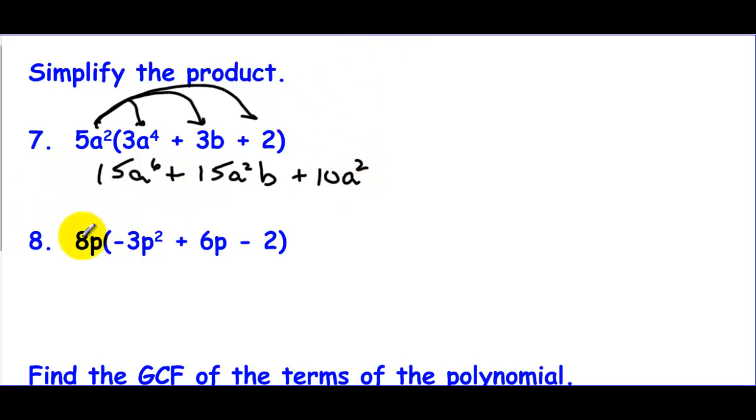All right, I can do the same thing with the second one. I'm not going to use little arrows. We're just going to do it. All right, I'm going to say 8p times this first one would be negative 24p to the third, because remember there is a 1 here, so it's 1 plus 2 to give me a 3. 8p times 6p is going to be 48p squared, right? Because again, 1 plus 1 gives me 2. And then 8p times negative 2 is negative 16p. Right? So that would be the product using the distributive property of those two monomial and trinomial expressions.